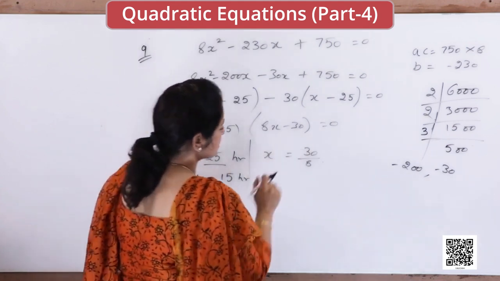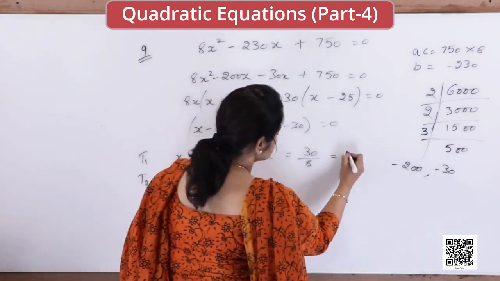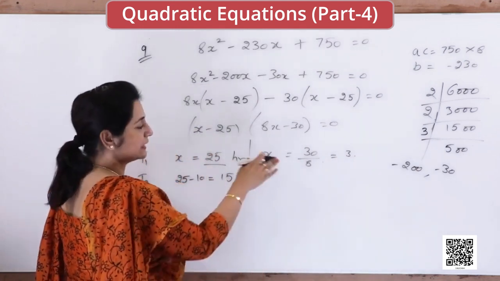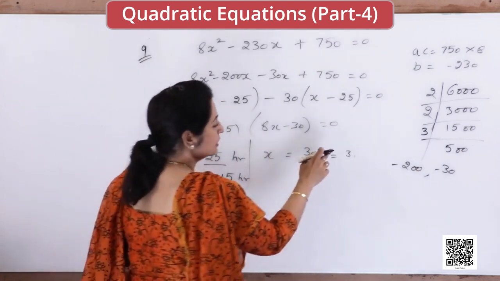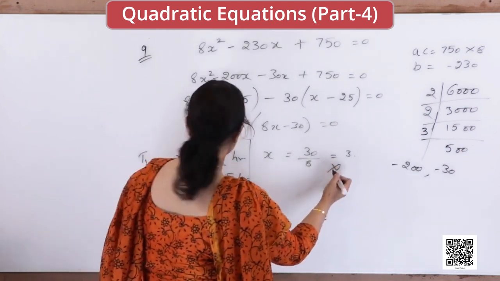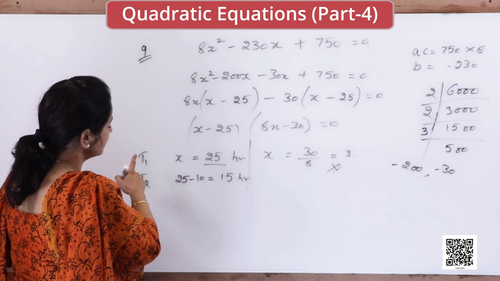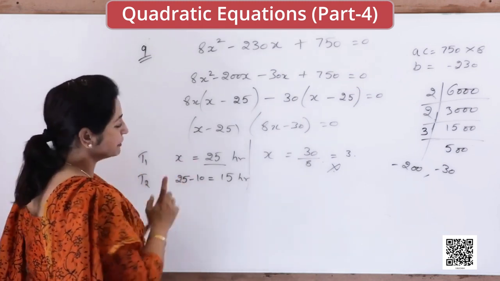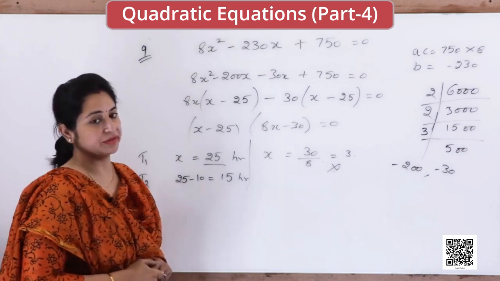Now if the answer is 30 upon 8, it will give us 3 point something, and thus the tap 2 will be taking 10 hours lesser than this. Now 3 something minus 10 will give us a negative value. So this cannot be the answer. So the correct answer is tap 1 is taking 25 hours and tap 2 will take 15 hours in filling the whole of the tank.